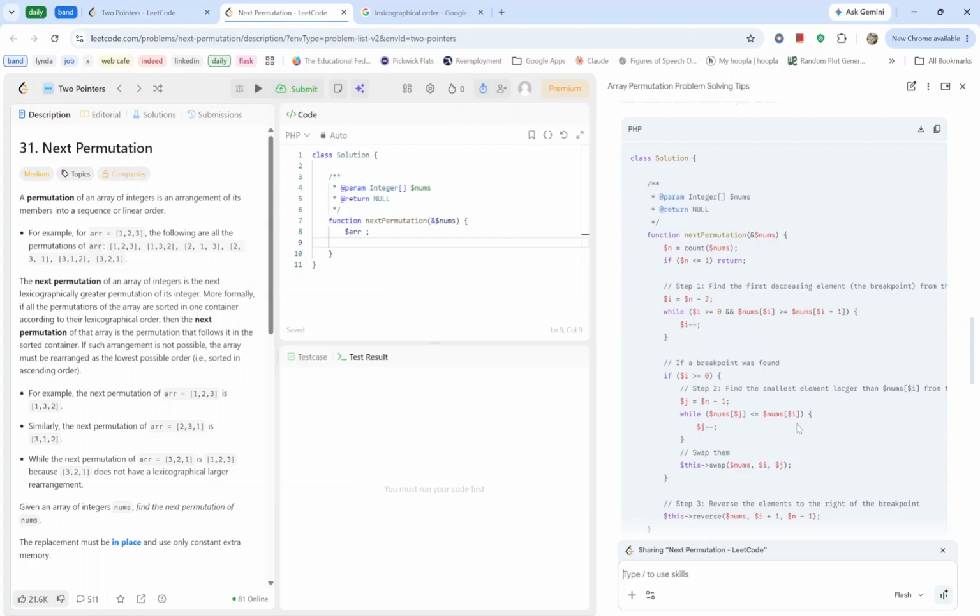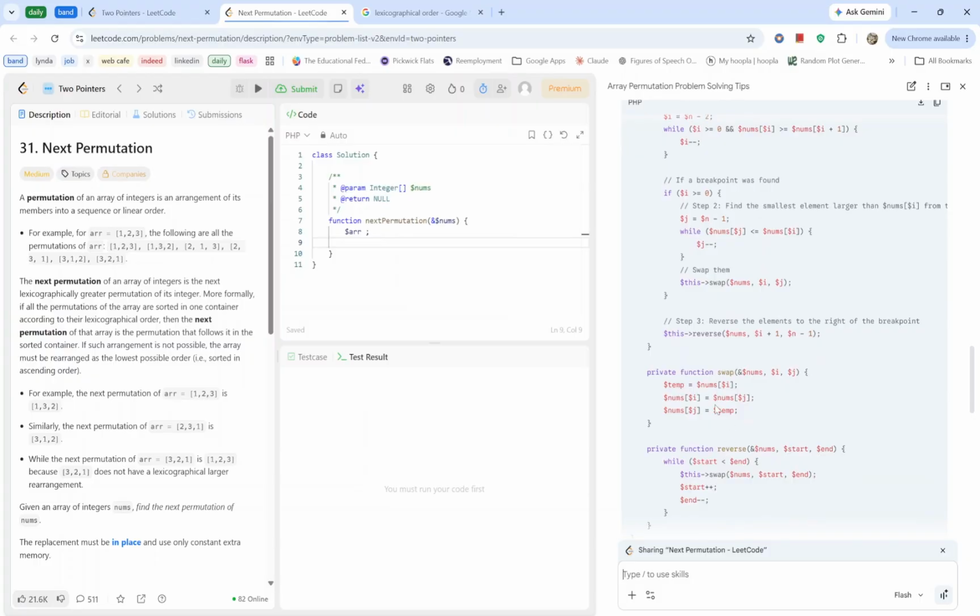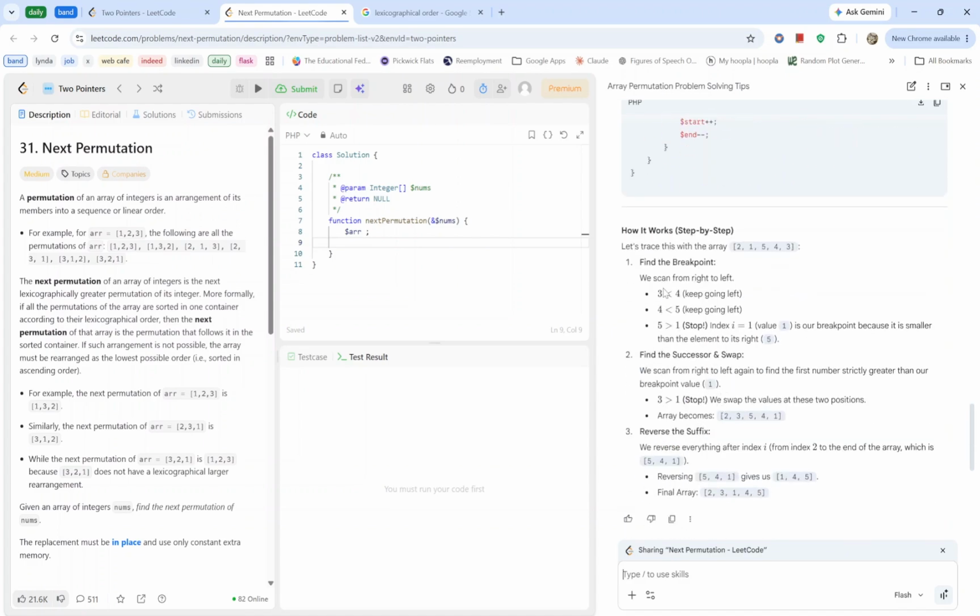Okay, let me keep reading. So it swaps. This is doing the swapping. So if it's less than this number, it gets rearranged.